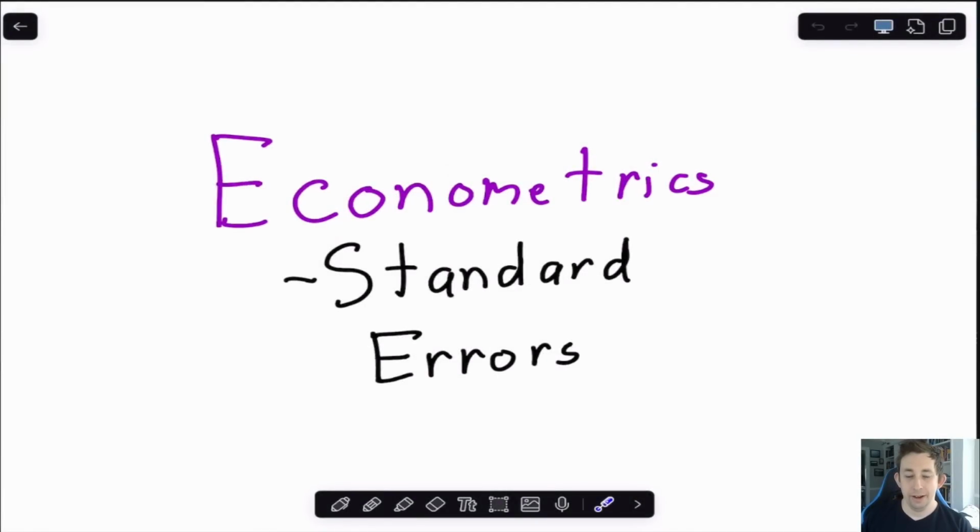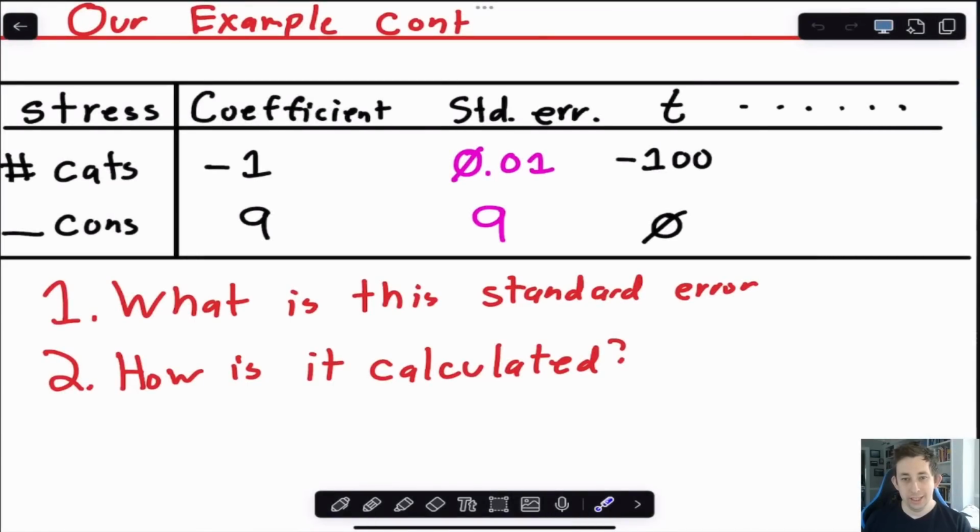Today I'm going to keep talking about econometrics, and today I'm going to start talking about standard errors in terms of regressions. So as usual, timestamps are below if you would like to jump around, but let's go ahead and get right into it. So once again, unsurprisingly, I'm going to keep talking about the regression where we regress stress level and number of cats.